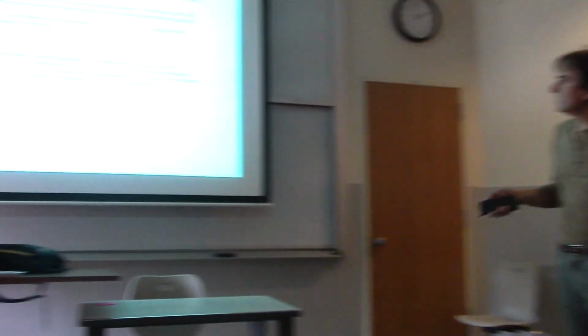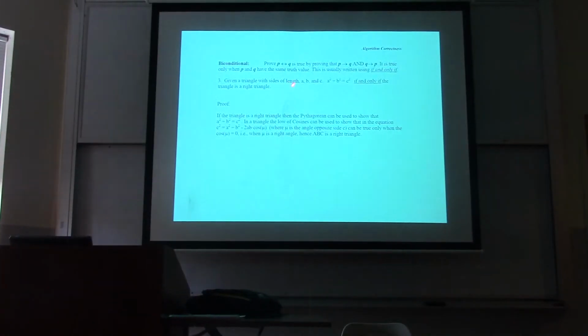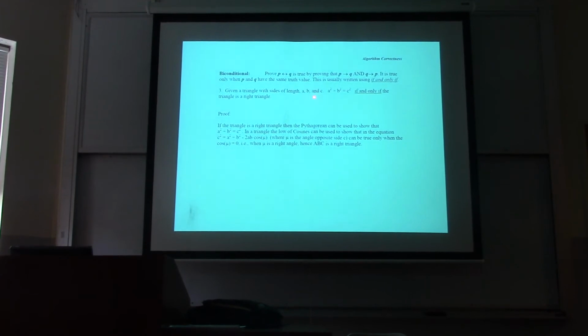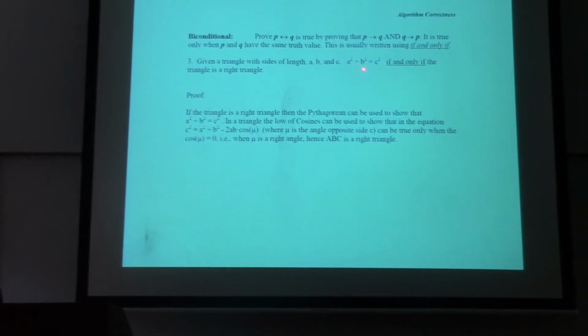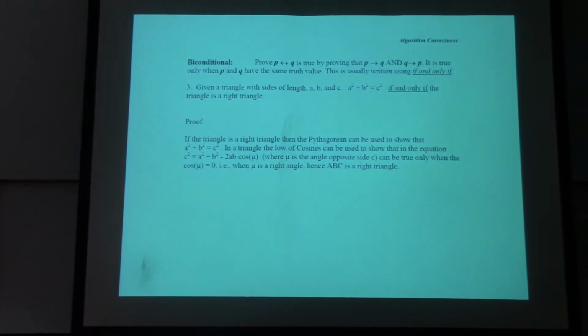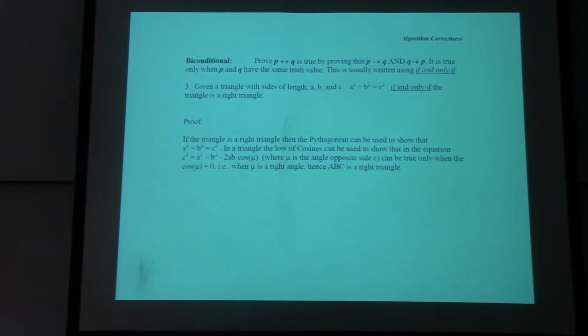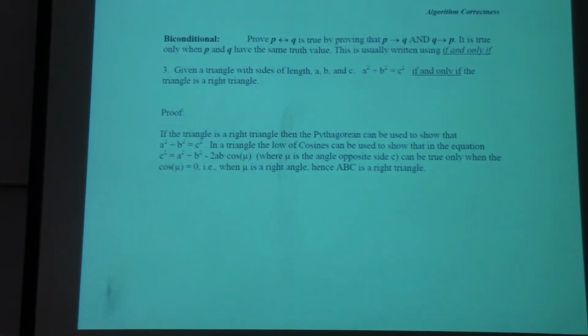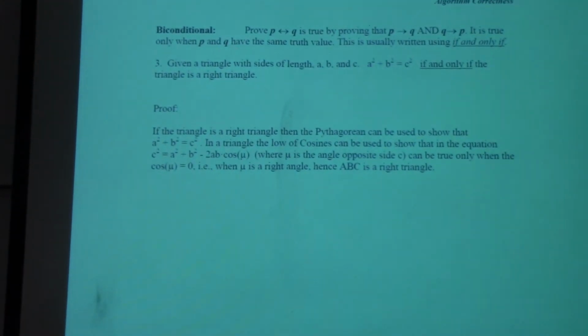So let's take a look at an example. Given a triangle with sides of length A, B, and C, A squared plus B squared equals C squared if and only if the triangle is a right triangle. Does that seem right to you? It seems right, because we know from the Pythagorean theorem that if we have hypotenuse equal to C in a right triangle, then the sum of the two sides squared is going to equal the hypotenuse squared. But we want to be able to go forward and backward, if and only if.